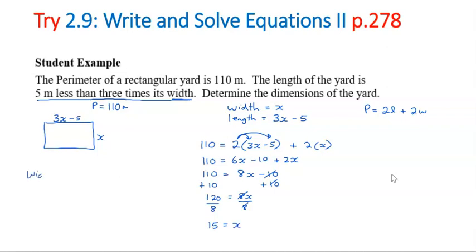So the width is going to be 15 meters. And the length, I'm going to use substitution: 3 times 15 minus 5, and I'm going to use BEDMAS. I'm going to multiply first. That's going to be 45 minus 5. The length is 40 meters. So the dimensions of this rectangle are 15 by 40.